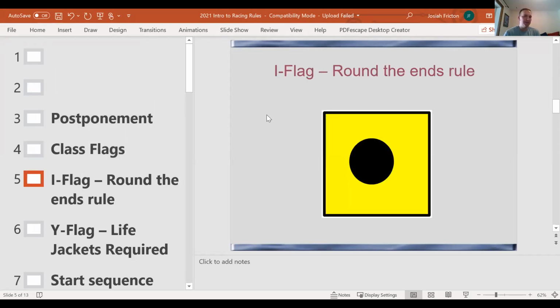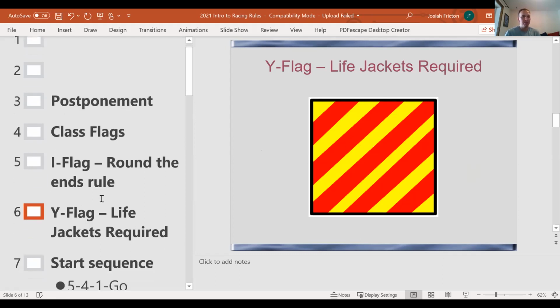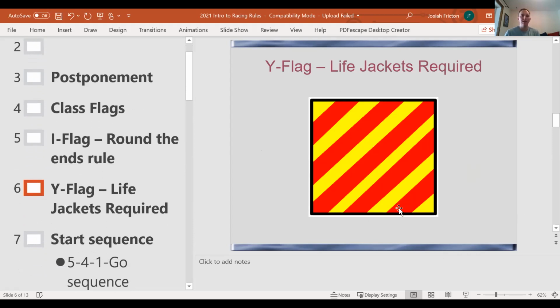This is the I flag that you'll see during our starting sequence. This is that round the ends rule. There's a different flag if we do a dip start, but this is what we always use. If you see this flag, this is life jackets. The race committee will always use this flag in May, and if the wind is ever really heavy or it's cold, sometimes in late September, we'll use the Y flag. And if you don't wear your life jackets when this is being flown, then you can be disqualified for that.